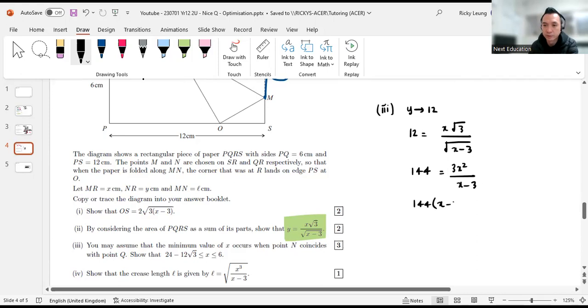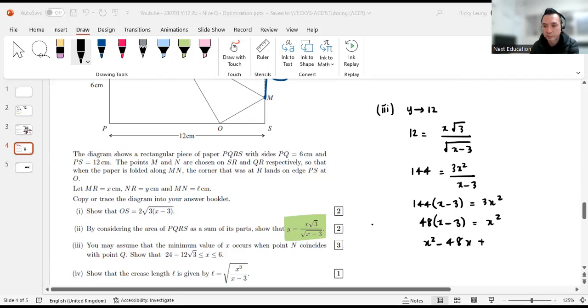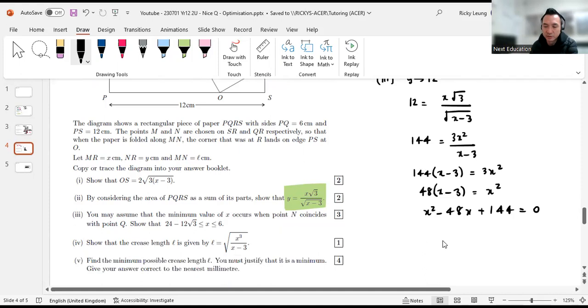144 times x minus 3 equals 3x squared. Maybe divide both sides by 3. What's 144 divided by 3? 48. So x minus 3, x squared: x squared minus 48x plus, well, times 3, 144, equals 0. I don't think it can be factorized, so maybe complete the square. So x squared minus 48x equals negative 144, plus 24 squared to both sides.